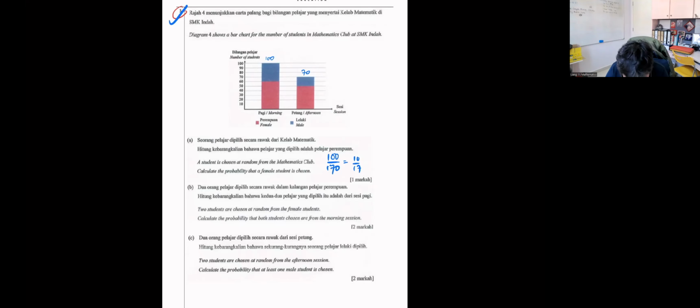They say 2 students are chosen at random from the female students. I repeat, everyone, from the mathematics club. The mathematics club is 170. So see what they want. For this case, it's chosen from the female students. So we're going to look at the total, which is 100. It's different now. So this one is over 100. Is it 100?